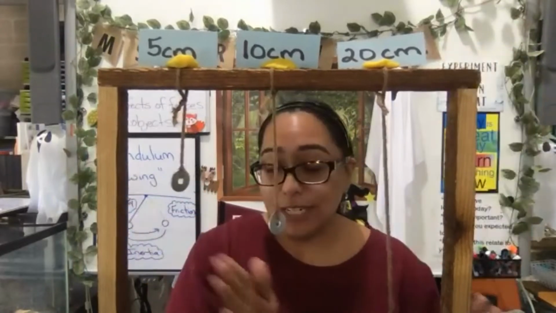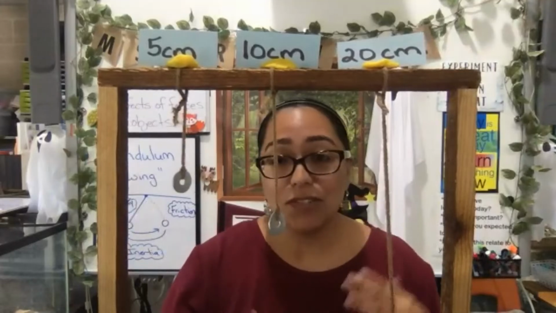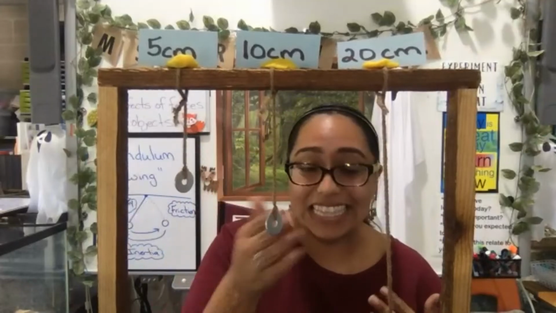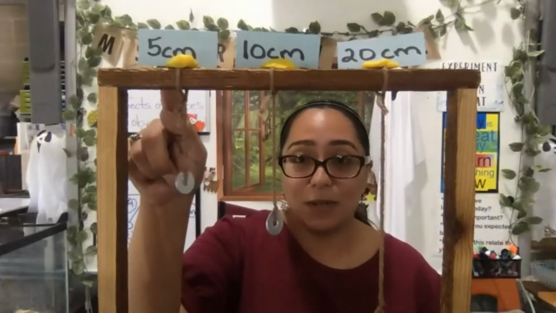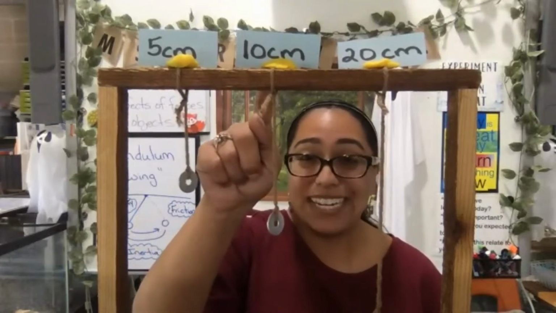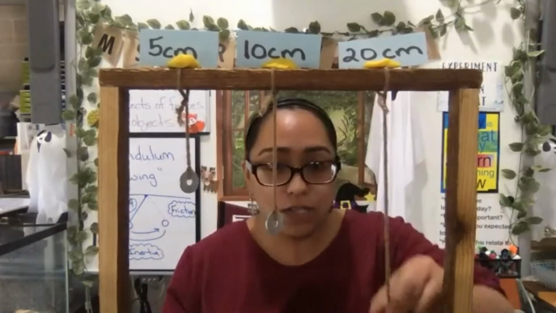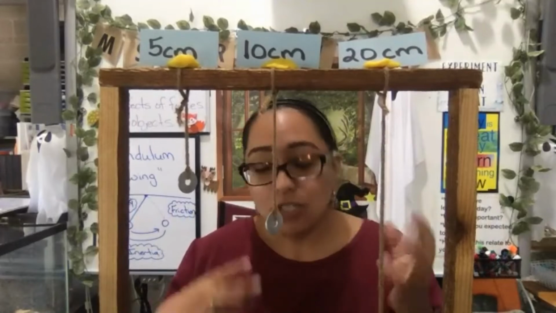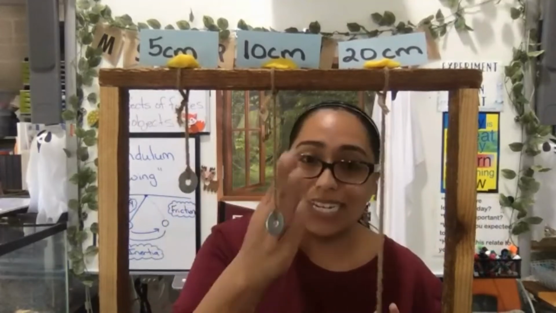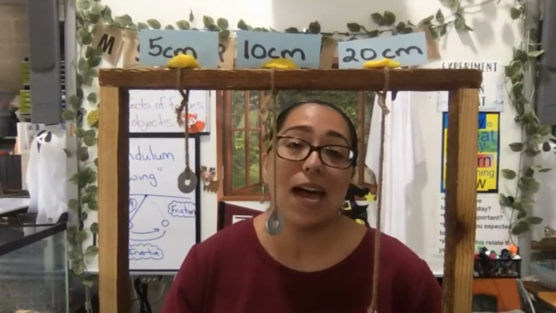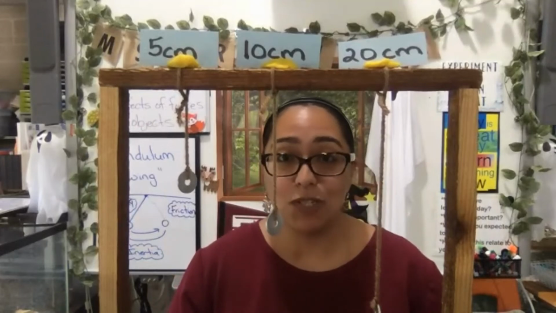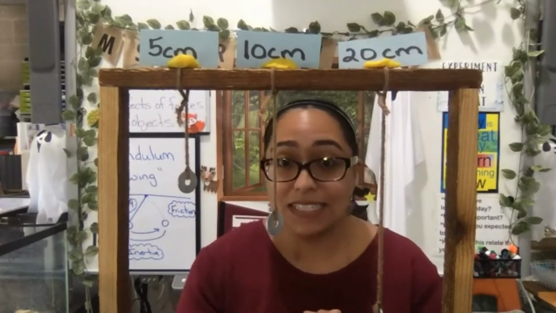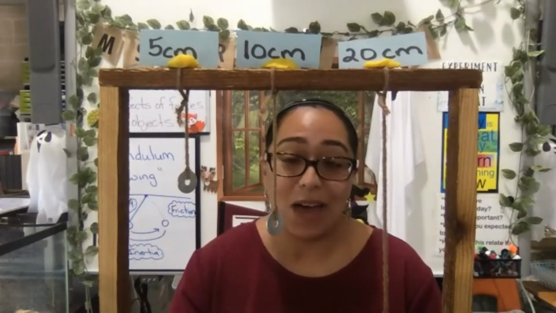Now I have 3 different string lengths. So again, we're going to be trying to learn, how does string length affect the number of times a pendulum will swing in 15 seconds. So we have a short string that's 5 centimeters, a string at 10 centimeters, and a long string at 20 centimeters. So go ahead and make your guess. What string length will swing the most times in 15 seconds? Teachers, feel free to pause the video to allow students time to discuss their hypothesis and also to maybe explain why they think that way.